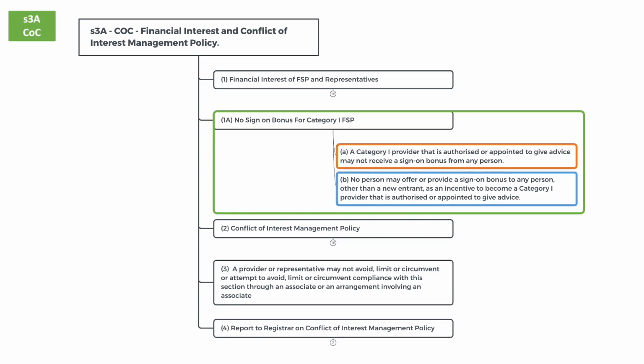Subparagraph B states, no person may offer or give a sign-on bonus to any person other than a new entrant as an incentive to become a Category 1 financial services provider that is authorized or appointed as a key individual or representative to give advice.